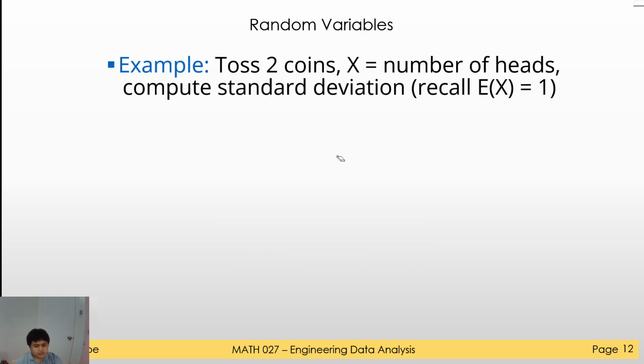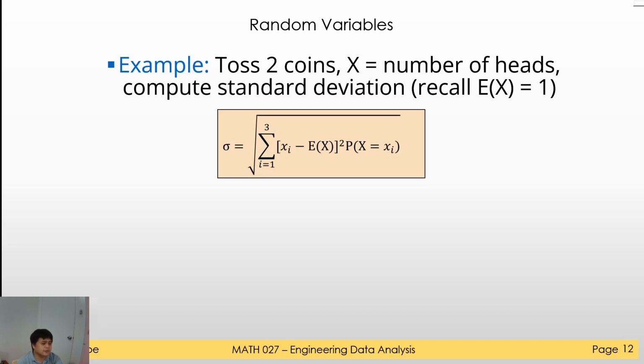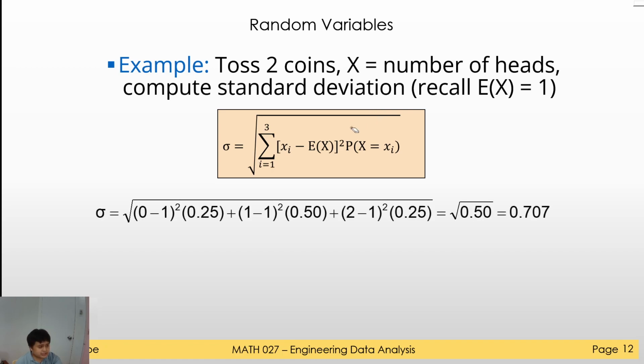So let's say, for example, we have this case again. Tossing two coins and x as our random variable, we want to compute its standard deviation. How do we do that? We already calculated its expected value or the mean, which is equal to 1. So we just use this formula. We already know the x variable for each of the rows and its probability. So the calculation will look like this.